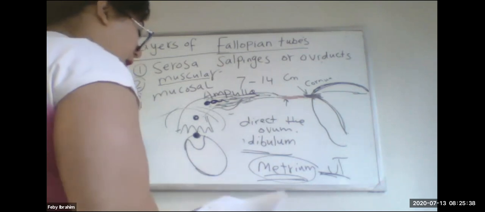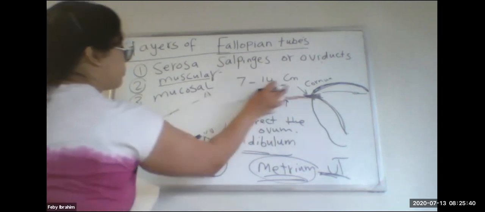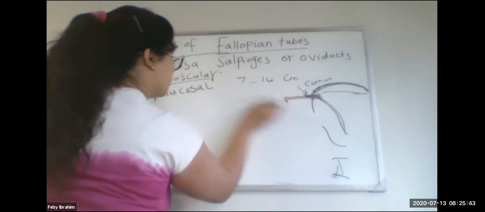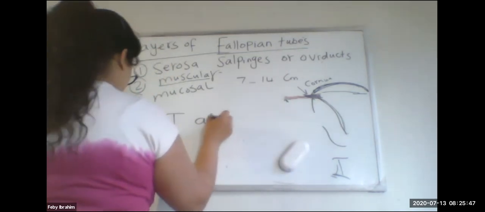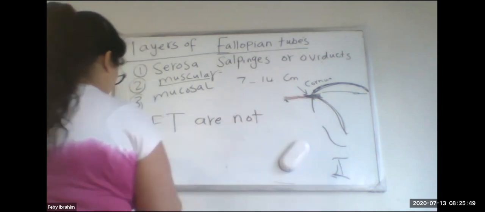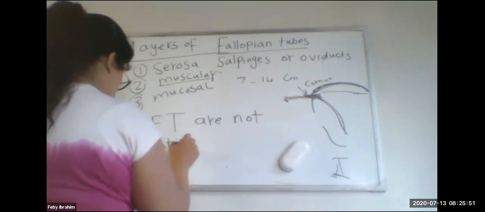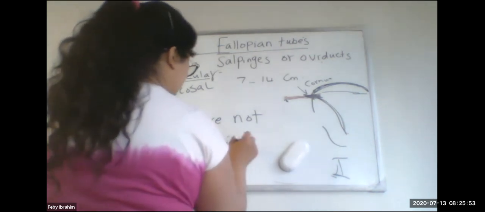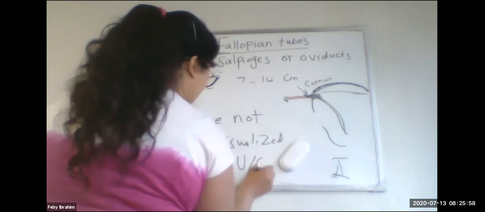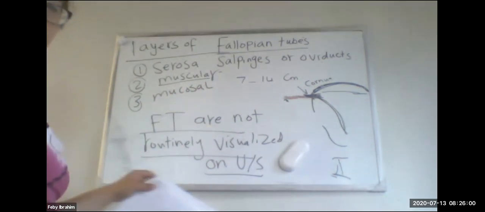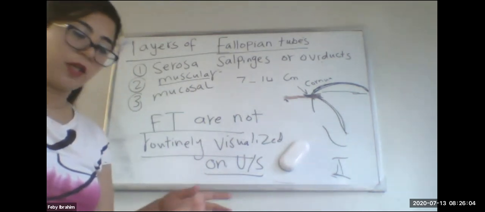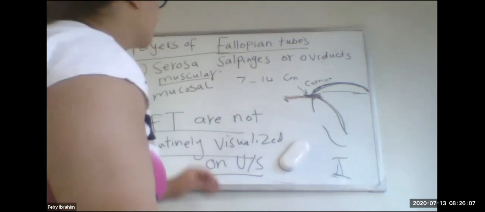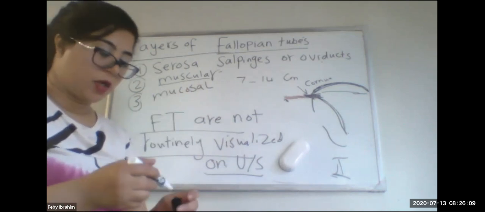And the fallopian tubes are not routinely visualized on ultrasound. They can be seen only when inflamed or when there is any pathology. This is for the fallopian tubes.